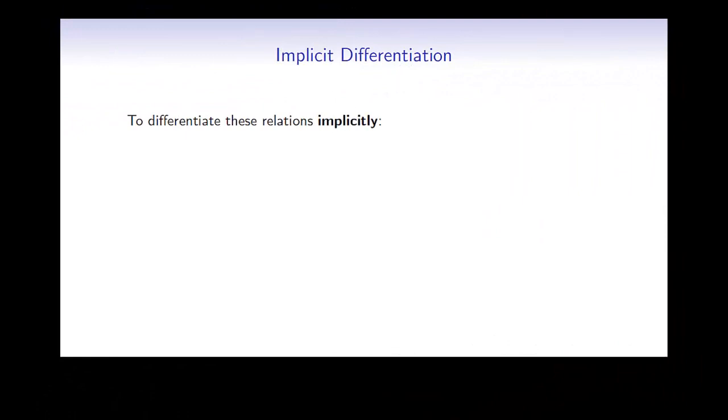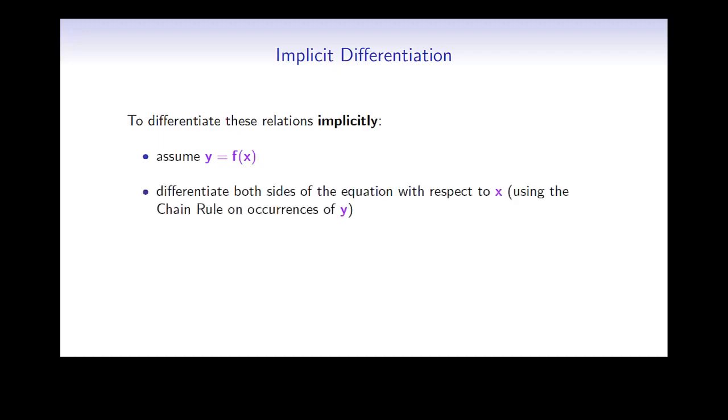To differentiate these relations implicitly, we assume that y is a function of x. Then we differentiate both sides of the equation with respect to x, making sure that we use the chain rule on occurrences of y. We'll also need to use all the previously learned differentiation rules when differentiating both sides of the equation. Finally, after you've differentiated both sides of the equation, bring y prime to one side of the equation and solve for y prime.